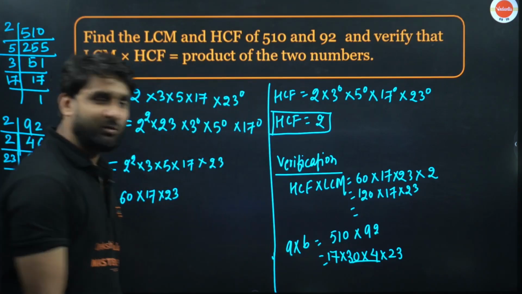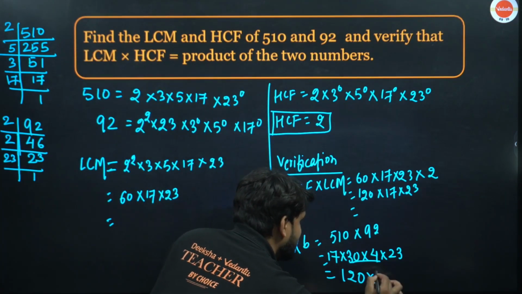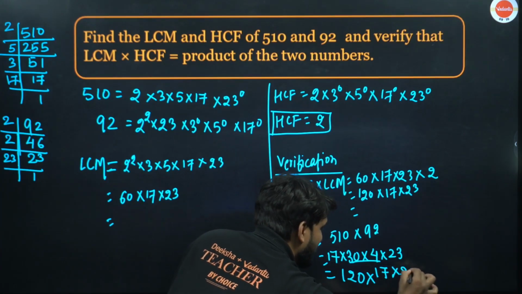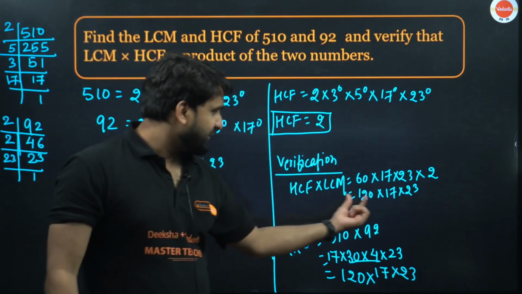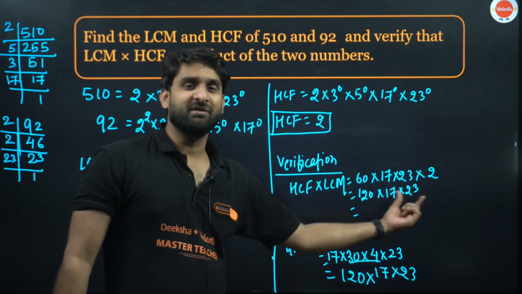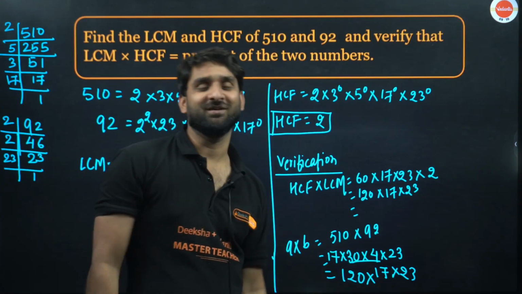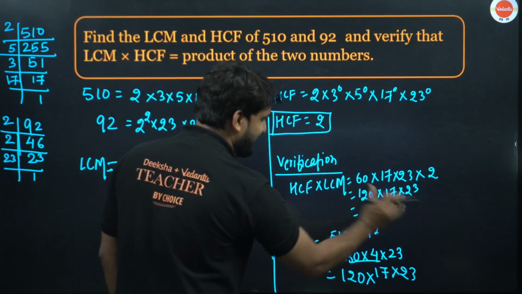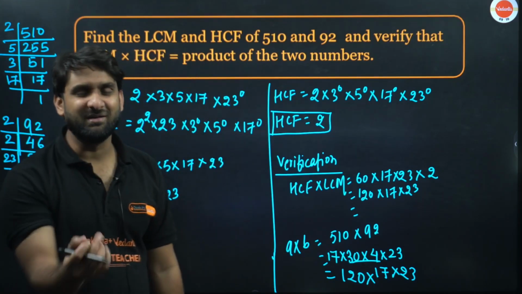Now look, what is this? 30 into 4 is equal to 120. Wow, sir, you are creative. And this is 17 and this is 23. Now everyone, can you observe the product of HCF and LCM is 17 into 120 into 17 into 23, and the product of numbers is 120 into 17. You guys can calculate the value also, but it will take a little bit of time.